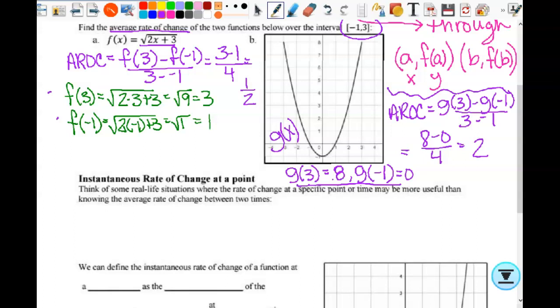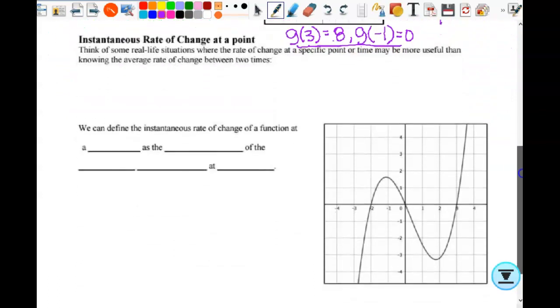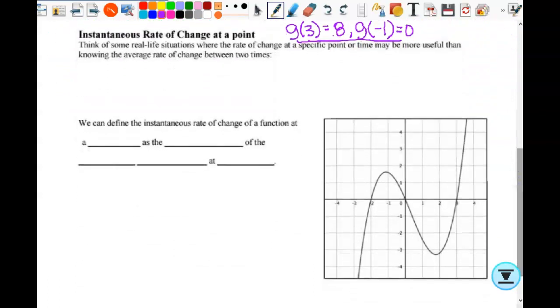Can we handle slope? We're good? Okay, perfect. All right, so then let's look at this. It says, think of some real-life situations where the rate of change at a specific point or time may be more useful than knowing the average rate of change between 2 times. What do you think? Anything you can think of?